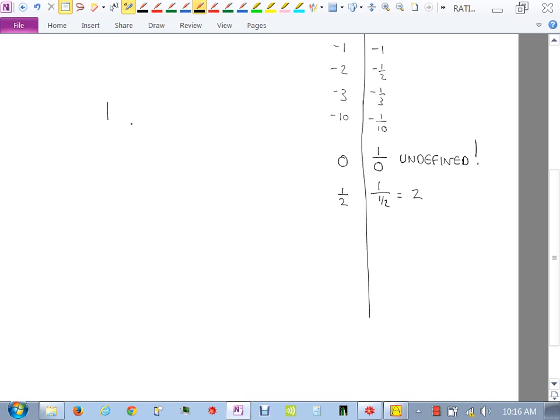Look, 1 divided by 1/2 is the same as 1 times the reciprocal. Remember, division is multiplication by the reciprocal. So 1 divided by 1/2 means 1 times the reciprocal of 1/2, which is 2. So 1 times 2 is 2. So 1 over 1/2 is 2. Is that all right?